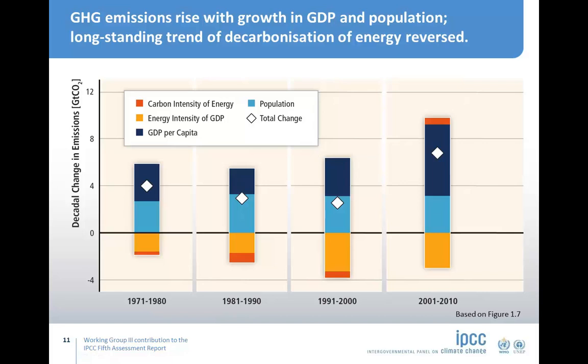Greenhouse gas emissions rise with the growth in gross domestic product and population. The long-standing trend of decarbonisation of energy has been reversed. So what we're looking at here is the light blue, which is the change in greenhouse gas emissions due to population change. And what you can see is that it's relatively flat.